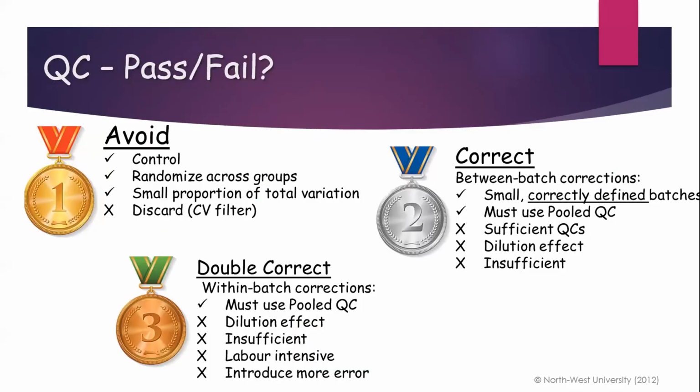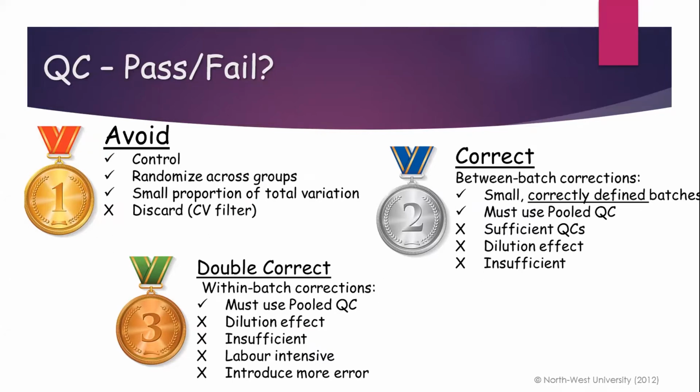Right, so this is my go-to route. If at all possible, I want to avoid any correction. If I do correct, I want to do small corrections, and I want to make sure that I have a pooled QC. This is very important. Your QC must be representative. You can't use a QC that doesn't look the same as your samples. That's going to induce a lot more error. And if you want to do a double correction, in other words, within a batch and between batches, be very careful and check, make sure everything looks good.